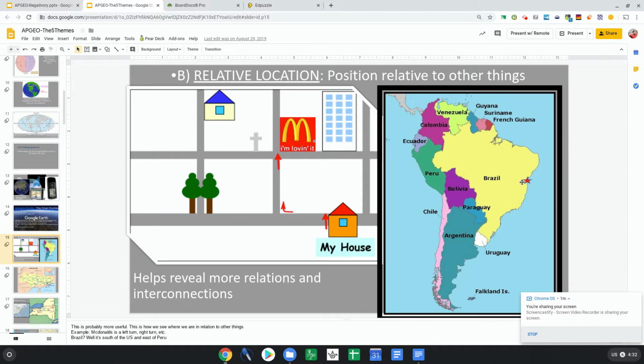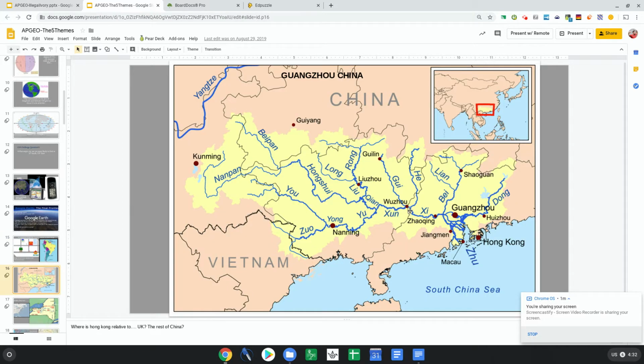But in this case, Rio de Janeiro is on the east side of Brazil, and relative to Venezuela, it is, I don't know, more coastal, I guess. But it helps you understand things a little bit better. You couldn't understand Hong Kong until you understood its relative location to China and its waterways. Remember, this was the example we used in class. And then relative to the UK, we wouldn't understand why Hong Kong is where it is.